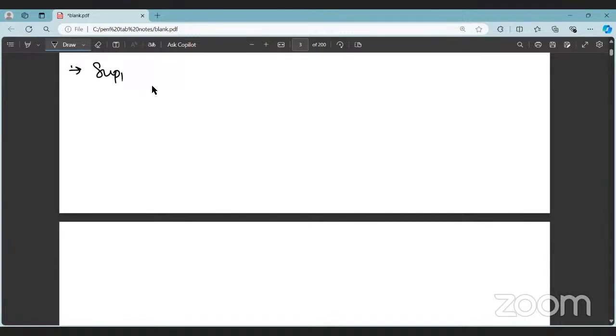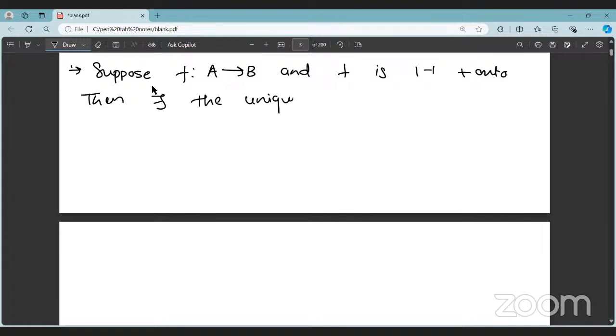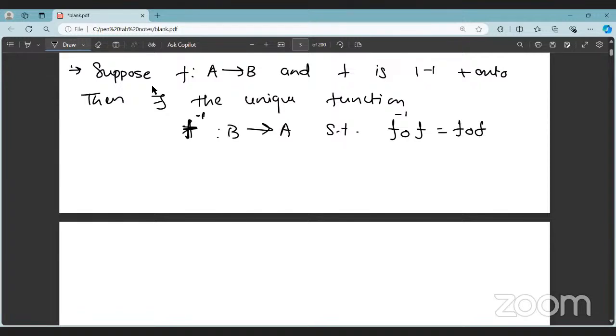So suppose f is a function from A to B, and f is one-one as well as onto. Then there exists the unique function f inverse. Now f inverse will be a function from B to A, not A to B, in such a way that if you compose these two functions together, f inverse composition f is the same as f composition f inverse, and this is the same as the identity function.